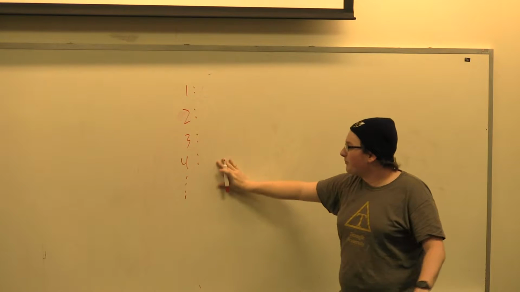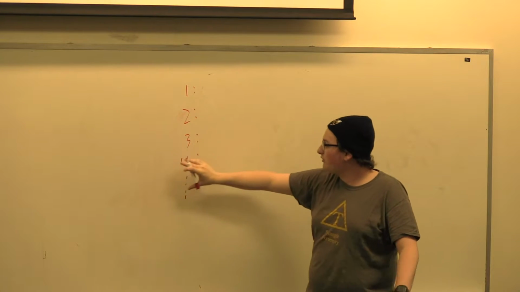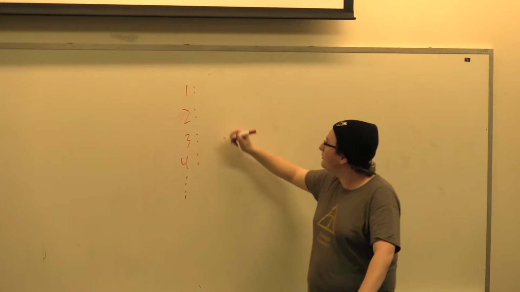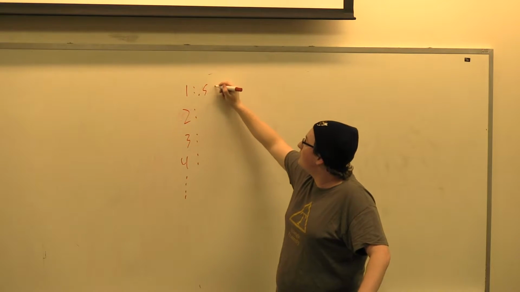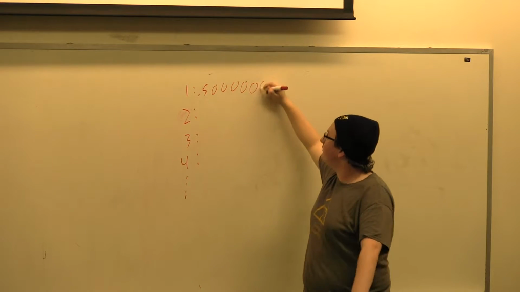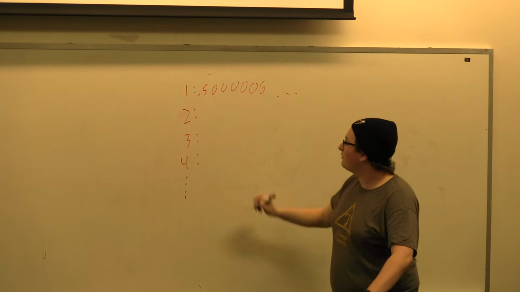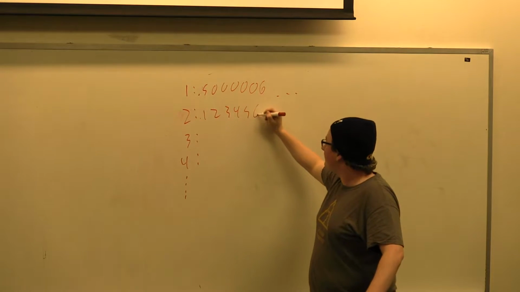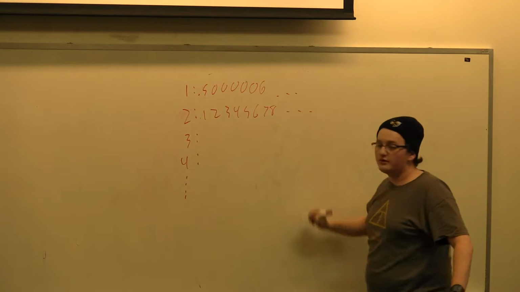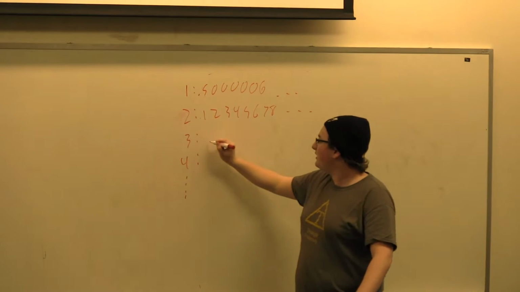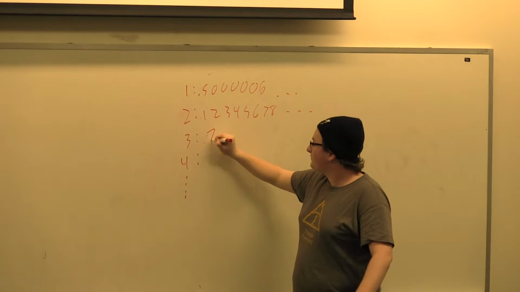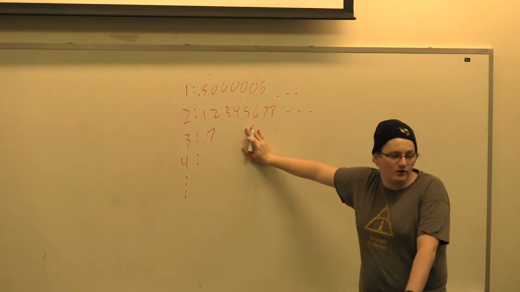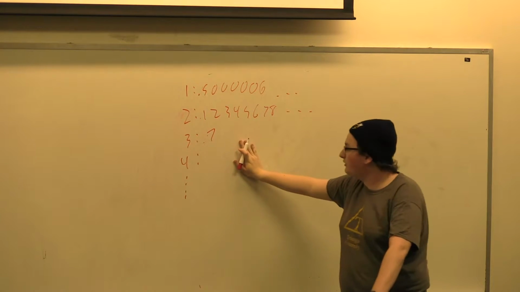So I'm just going to start pairing off random reals with natural numbers. Like this one will just be 0.5, 0, 0, 0, 0, 0, 0, 0, and so on. This one will be like 0.1, 2, 3, 4, 5, 6, 7, 8, and so on. And I can just do the same thing. Well, it's not going to be the reals, it's specifically going to be numbers between 0 and 1.